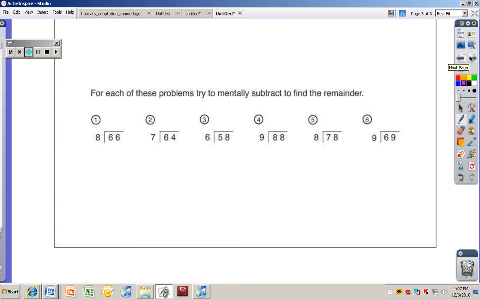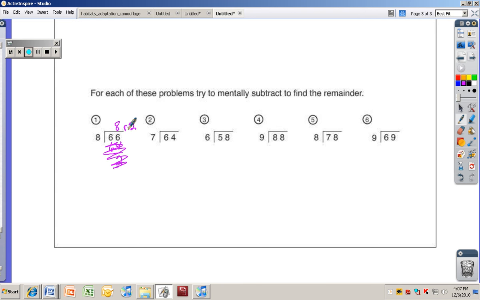Okay, go ahead and do these division facts and turn the video back on when you're ready to see the solutions. But I don't want you to do them like this. 8 goes into 66 8 times, 64, 2, remainder 2. None of this. Just mentally come up with the remainder and do the subtraction inside your head. Okay, pause the video now and then restart it when you're ready to see the solutions.